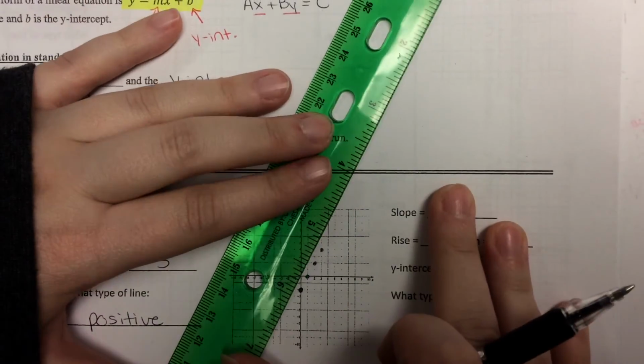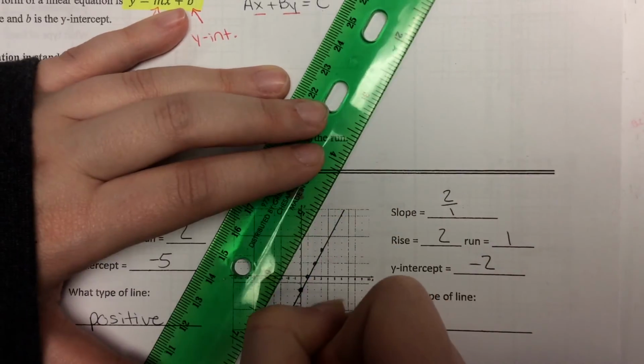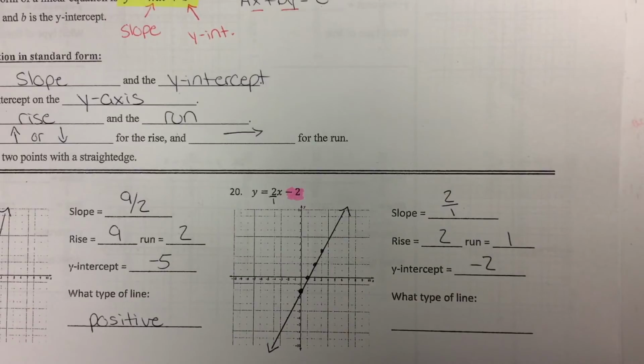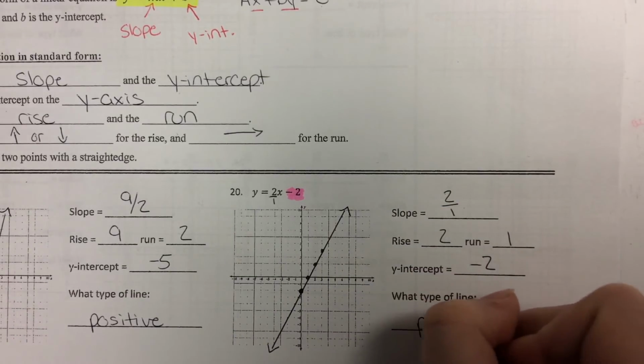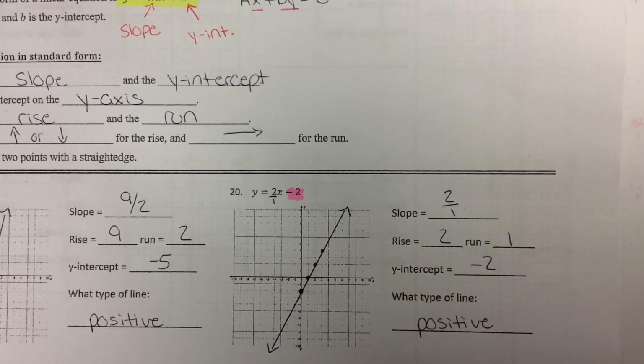Let's connect these lines with a straight edge. The whole length of the graph. Don't forget your arrows. And what kind of line is this? Positive line. And you know that it should be a positive line because why? The slope is positive. Okay, so let's flip over and see.